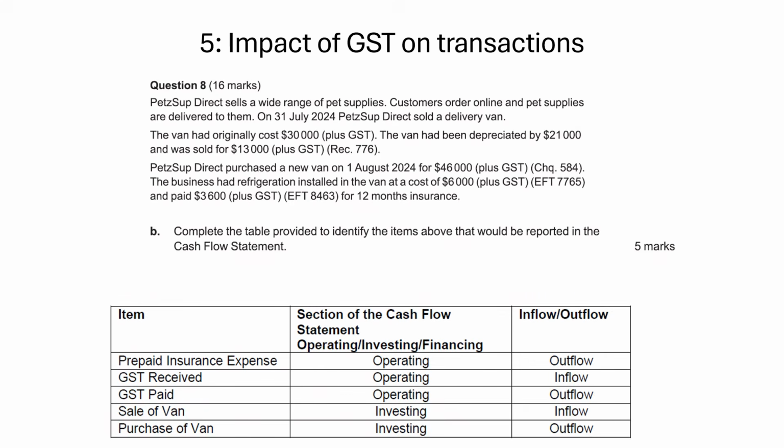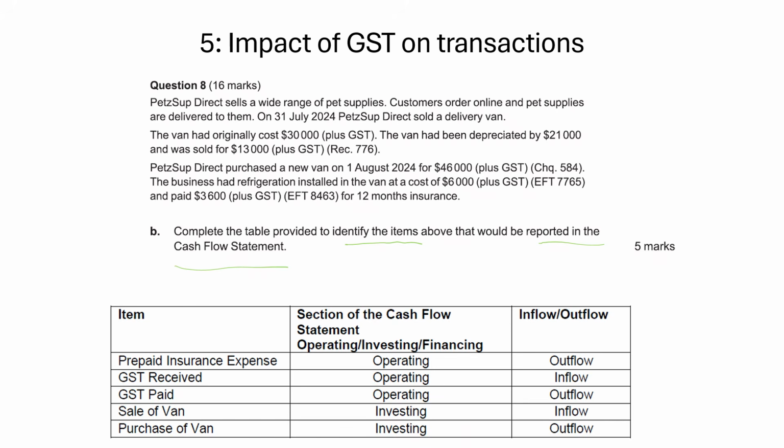Tip 5. Often when we have transactions where there's a GST impact, it hits students' blind spots. They just miss some of the subtle details. So if we look at this question here, it's asking you to identify the items that would be reported in the cash flow statement. It doesn't specify operating, investing or financing, so they're all up for grabs.